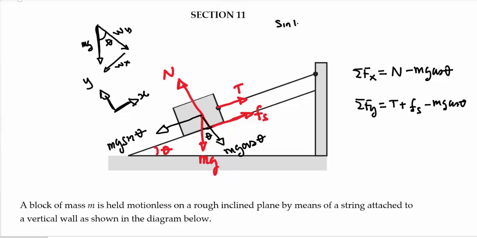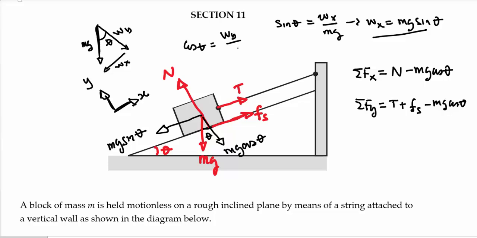If you use SOH CAH TOA, the sine of theta is going to be the opposite, Wx, divided by the hypotenuse, mg, which means that Wx will be equal to mg sine theta. So the component acting along the plane is mg sine theta. You understand that, right? And if you use the cosine, cosine theta is the adjacent divided by the hypotenuse, which means that Wy is equal to mg cosine theta. So the component perpendicular to the plane is mg cosine theta. This is how you get it, but subsequently, I just do this because we've done this over and over.